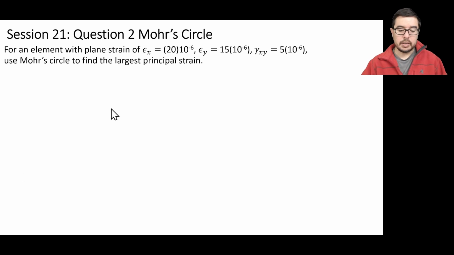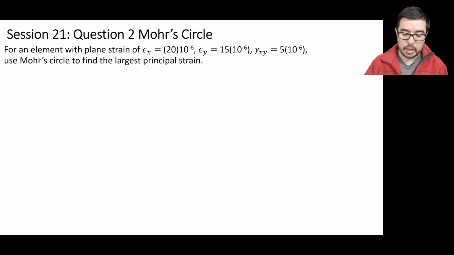This question states, for an element with plane strain of epsilon x equals 20 microstrain, epsilon y equals 15 microstrain, and gamma xy equals 5 microstrain, use Mohr's circle to find the largest principal strain.